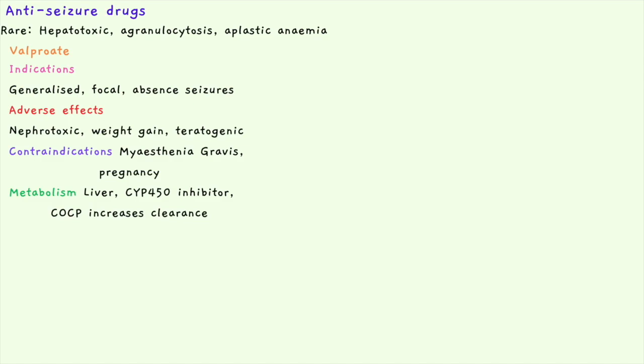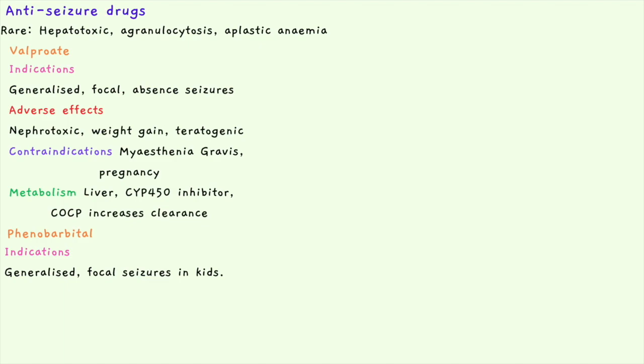Metabolism, metabolized by the liver, that's why it can lead to hepatotoxicity, and it is a CYP450 inhibitor, so other drugs metabolized by CYP450 are going to be affected. For example, other anti-seizure drugs like carbamazepine, phenytoin, antibiotics such as erythromycin, as well as SSRIs, antidepressive medications. Importantly, COCP, so combined oral contraceptive pill, increases the clearance, so it affects the drug concentration in the blood at any one time, so maybe you have to give a slightly higher dose if the patient's on the pill.